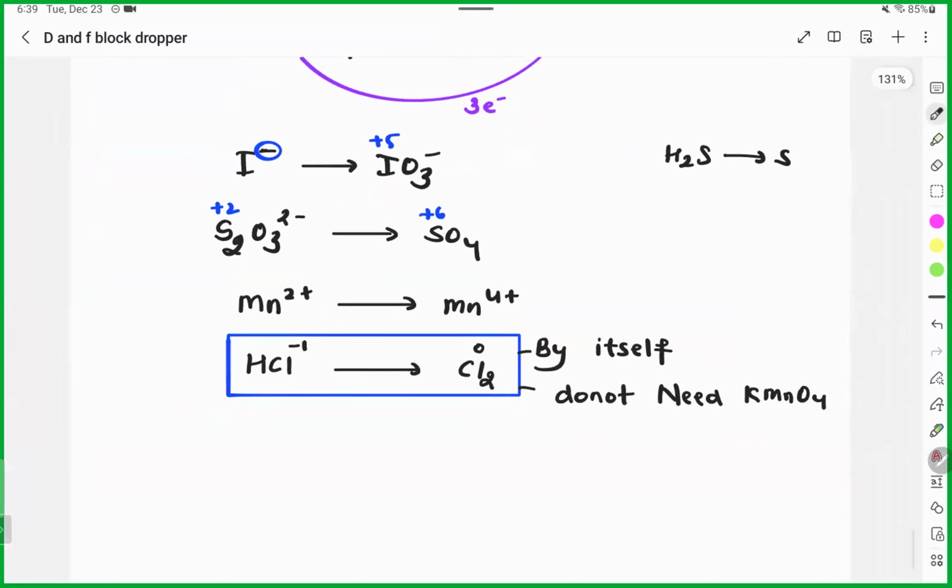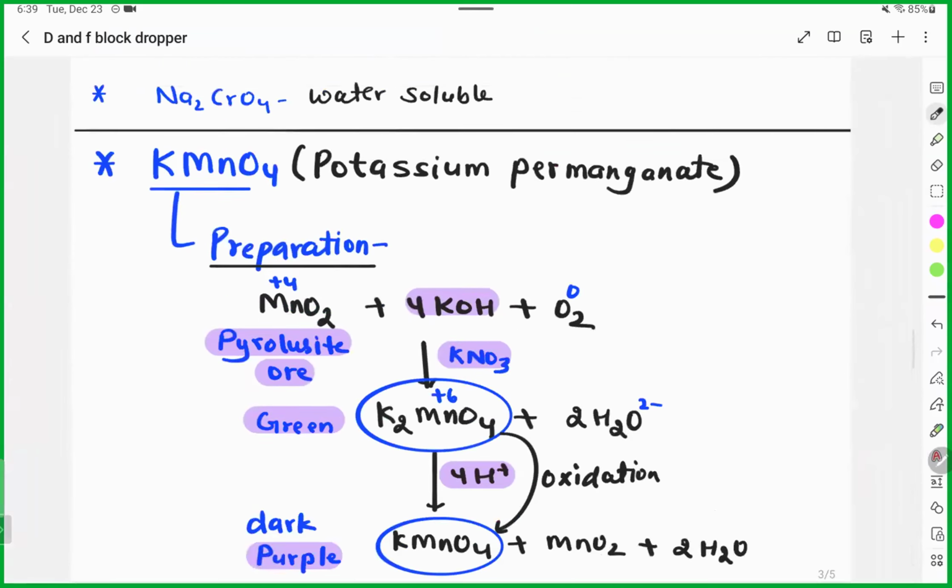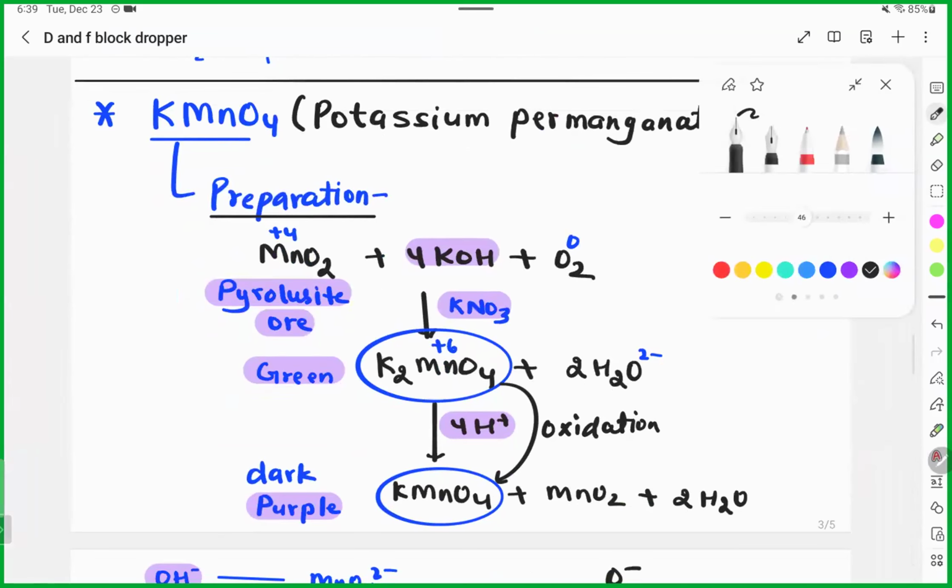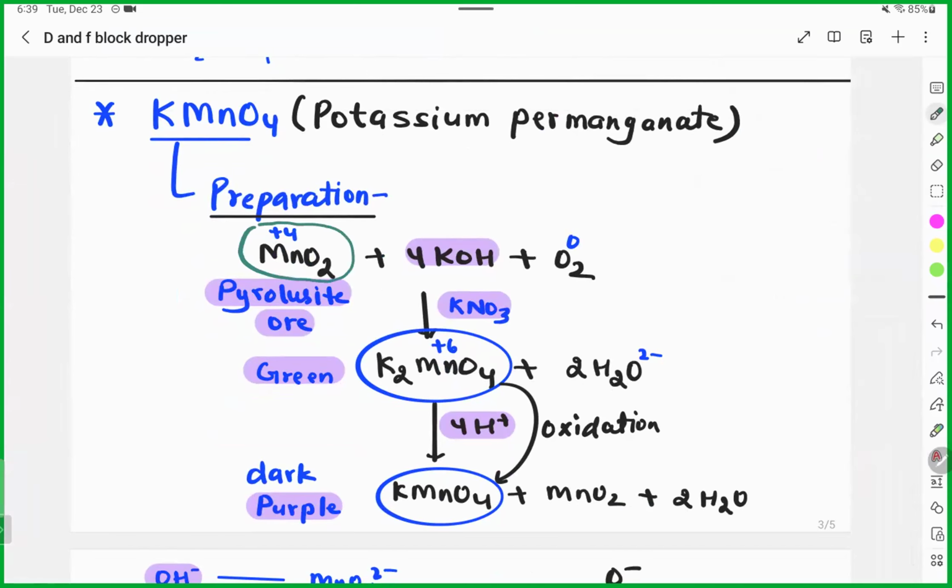So, what is special in this KMnO₄ if we compare from yesterday? First, I need different colors, green. We make KMnO₄ from MnO₂. First point, pyrolusite, MnO₂, is responsible for KMnO₄. First step is K₂MnO₄ formation, which is green in color. And if you add acid, then it will become purple in color.